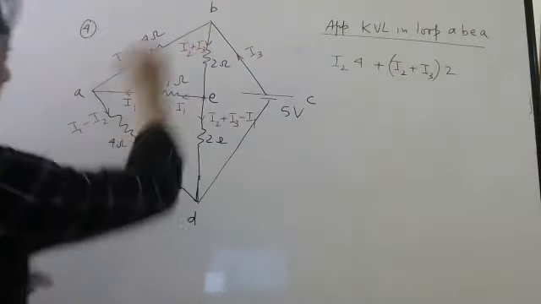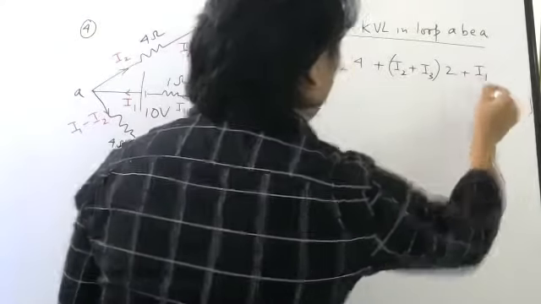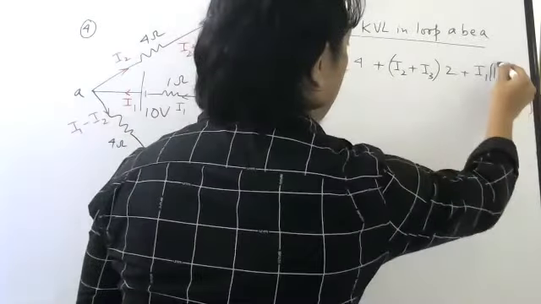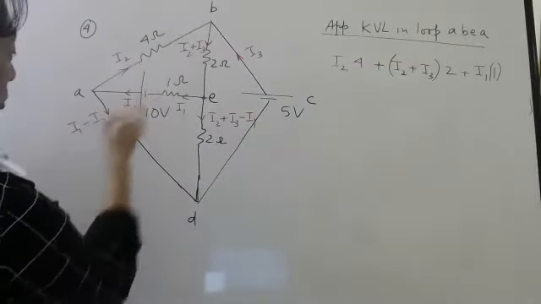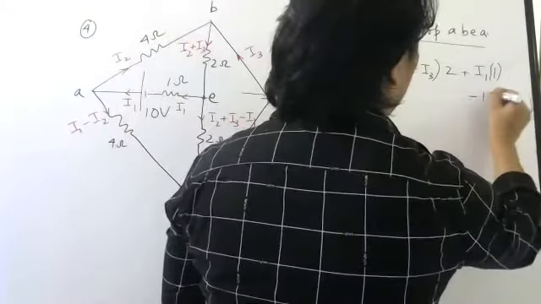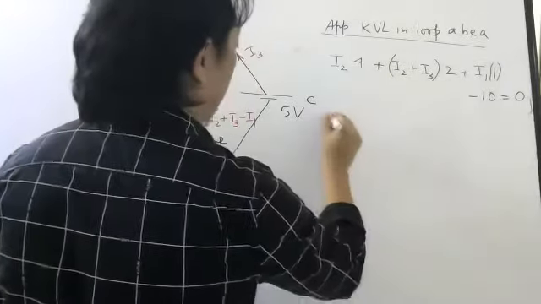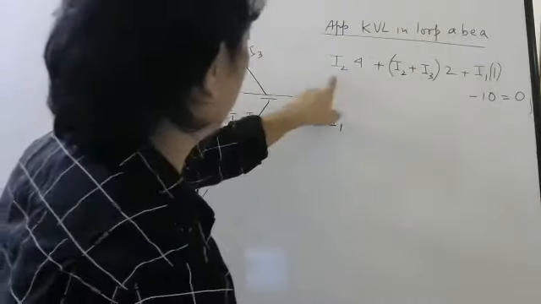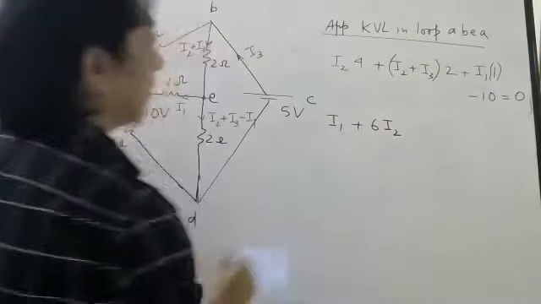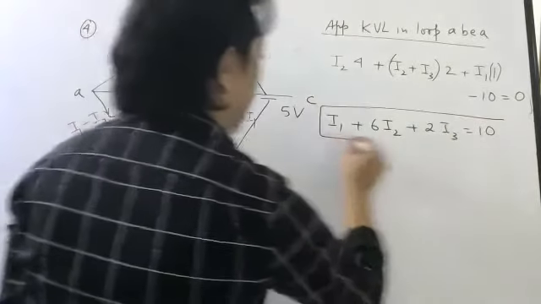Then you have to go like this. Here also along the current, so plus I1 into resistance 1. And for this battery, you are going from minus to plus, meaning rise, so minus 10 volt. That should be 0. So let us write this in a proper way. First term 4I2 plus 2 into I2 will be plus 6I2, plus 2I3 equals 10. This is your first equation.